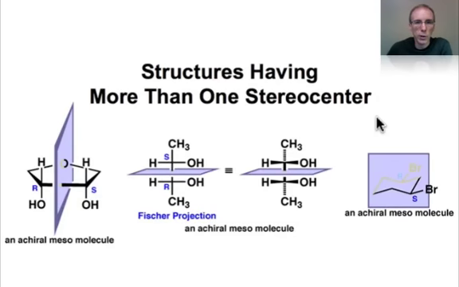In this webcast, we're going to look at molecules that have more than one stereocenter. Generally, these molecules will be chiral. However, there are some important achiral exceptions, like the three examples that you see here. In each of these examples, you'll find a mirror plane in the molecule, and you'll also find two stereocenters.